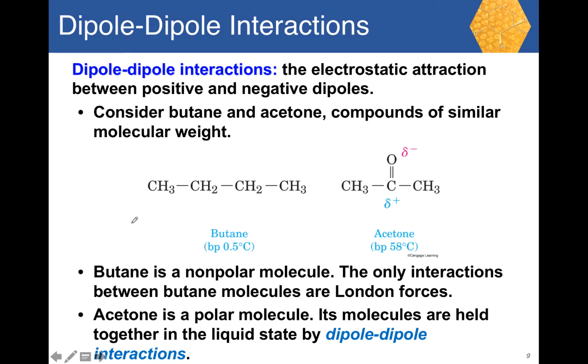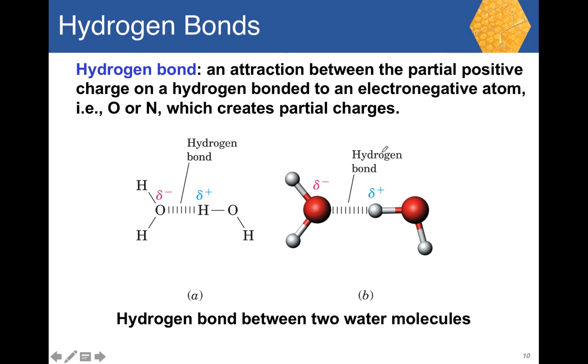So let us look at this molecule, butane, non-polar. So the type of intermolecular attraction that you'll find here is London forces. Here is acetone, which is a polar molecule, as you can see from the polar covalent bond. The type of attraction that exists there would be dipole-dipole attraction.